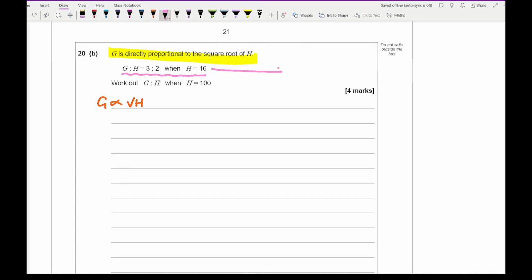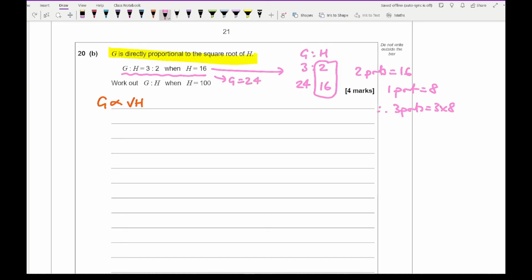So if I use this to begin with, if G to H is in the ratio of 3 to 2, and we know that H is 16, then that means that 2 parts is 16. So if 2 parts equals 16, then 1 part is going to equal 8. So therefore 3 parts is going to be equal to 3 times 8, which is 24. So we know then that G equals 24.